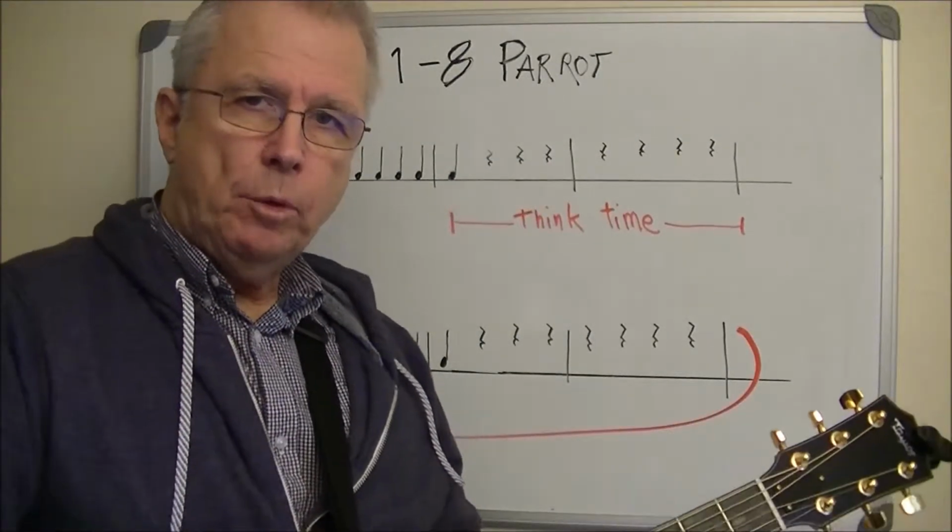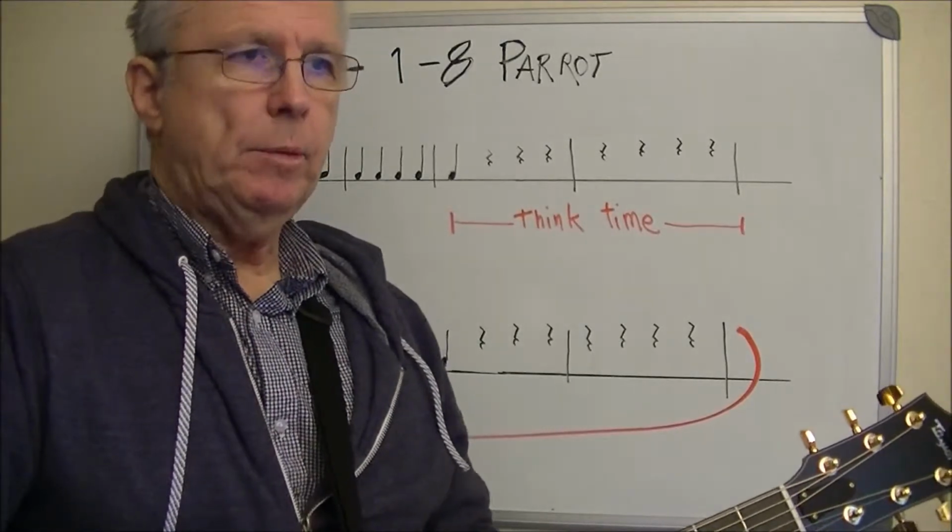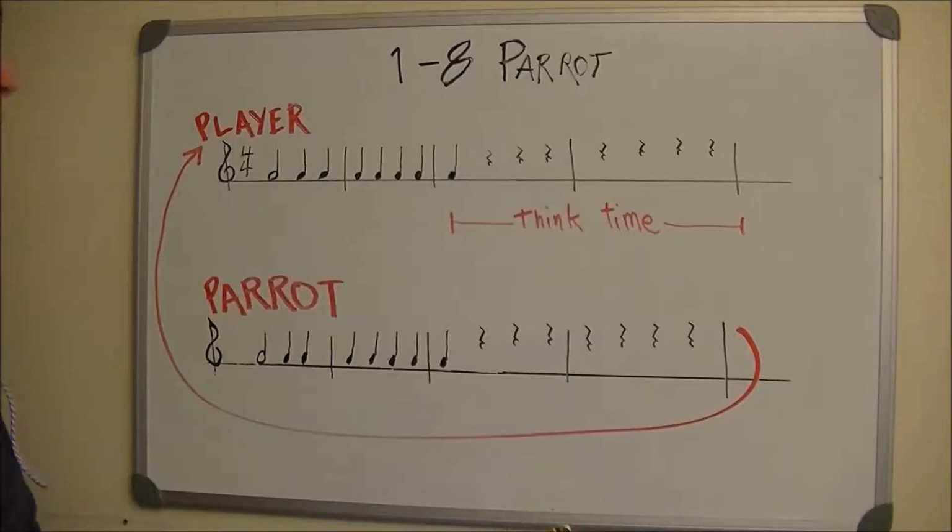Right behind me is example 1-8, which is very simple. It's simply to show you how to play the Parrot game. The rhythm is not very complicated. Let's look at it and count it off.